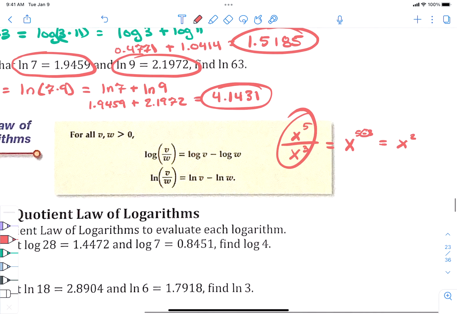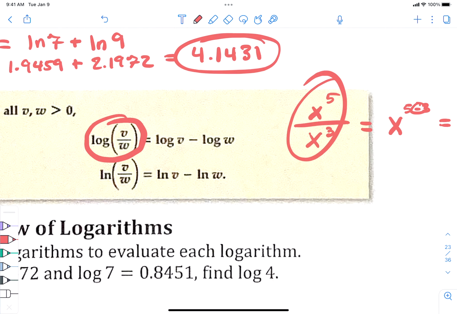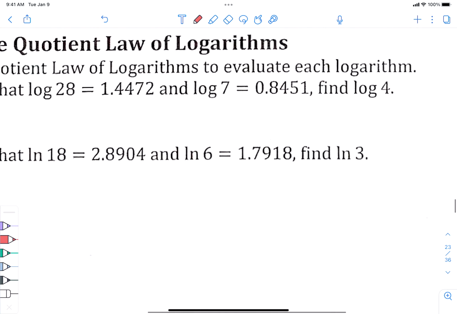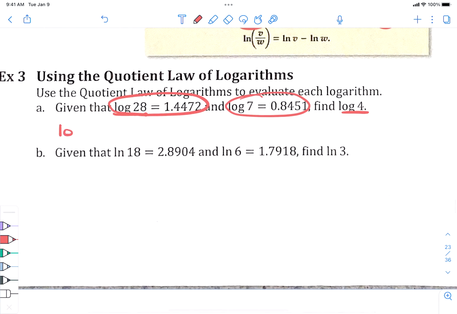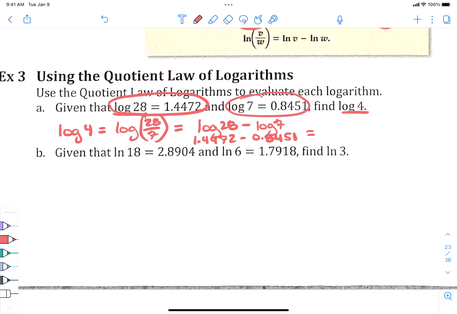So when we're breaking things down, if they give me log of v divided by w, I'm just taking log of v minus log of w. That's how that works. They're giving me log 28 is this guy, log 7 is this guy. They want me to find log of 4. Log of 4 is the same thing as log of 28 divided by 7, which means we're going to take log 28 and subtract log 7. Log 28 is that number, and log 7 is this number. When you subtract them, you get 0.6021. Perfect.